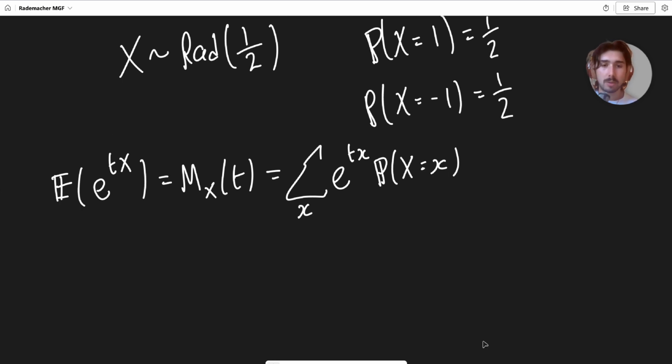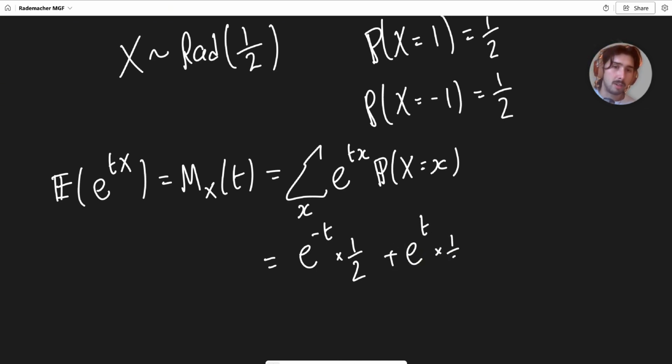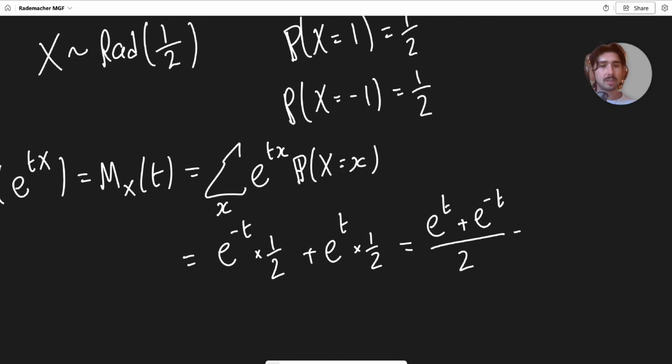So we can very simply work out what this is going to be. When x is the number -1, it's going to be e to the power of minus t times a half, plus, when x is the number 1, e to the power of t times a half. Of course, we can simplify this to write it as e to the t plus e to the minus t, all divided by 2. And this is commonly known as the function cosh, or hyperbolic cosine of t.